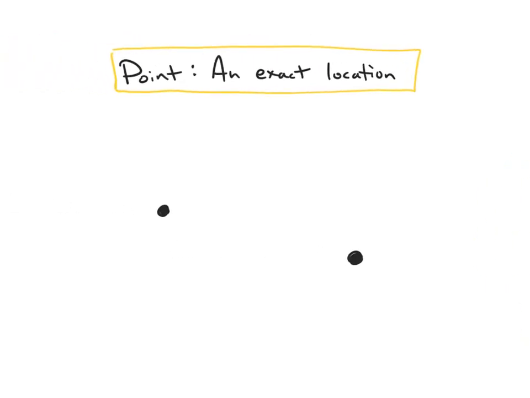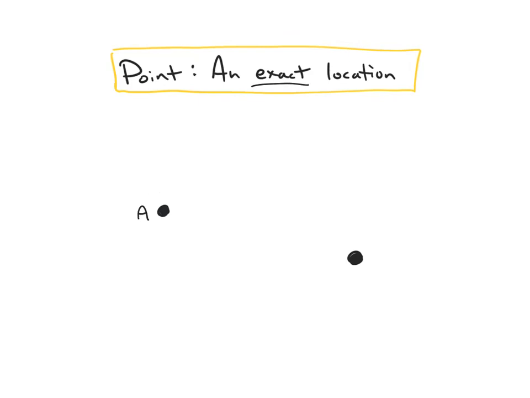So the first term we have for this lesson is a point, and a point is an exact location. So pretty straightforward here. A point, like I have down below here, is just like a dot, and it represents a specific location on a flat surface. So I have 2 points right here, and typically we label points with letters. So this first point right here, I can label it with an A next to it. Now this is point A, so point A is right here.